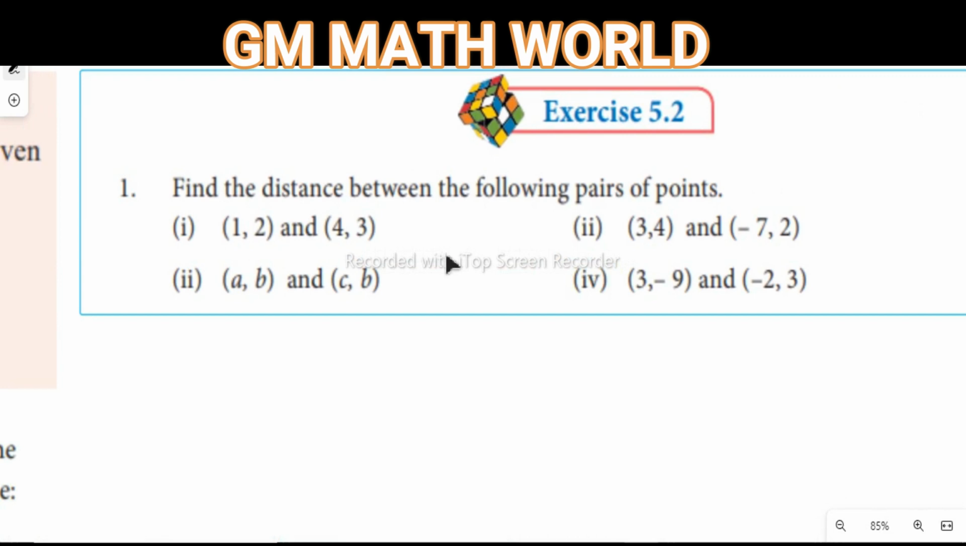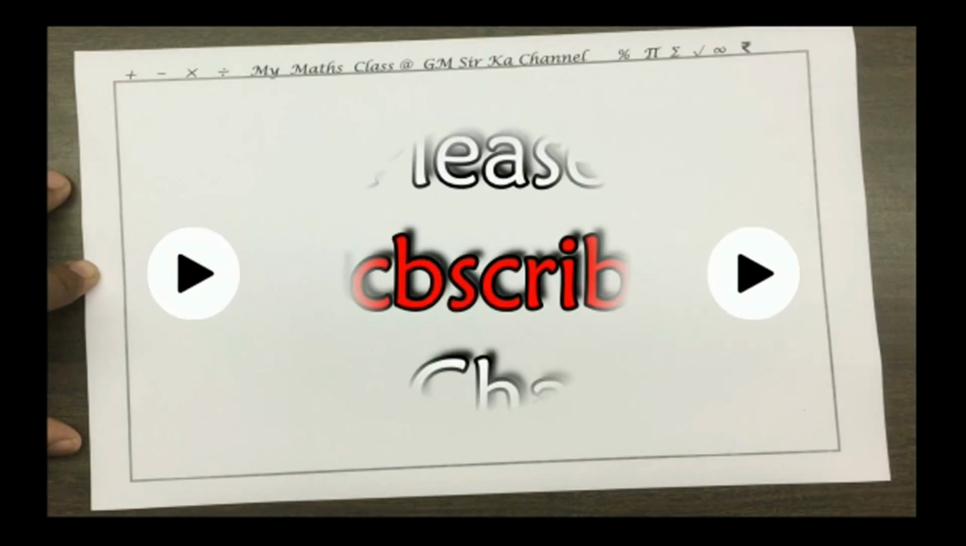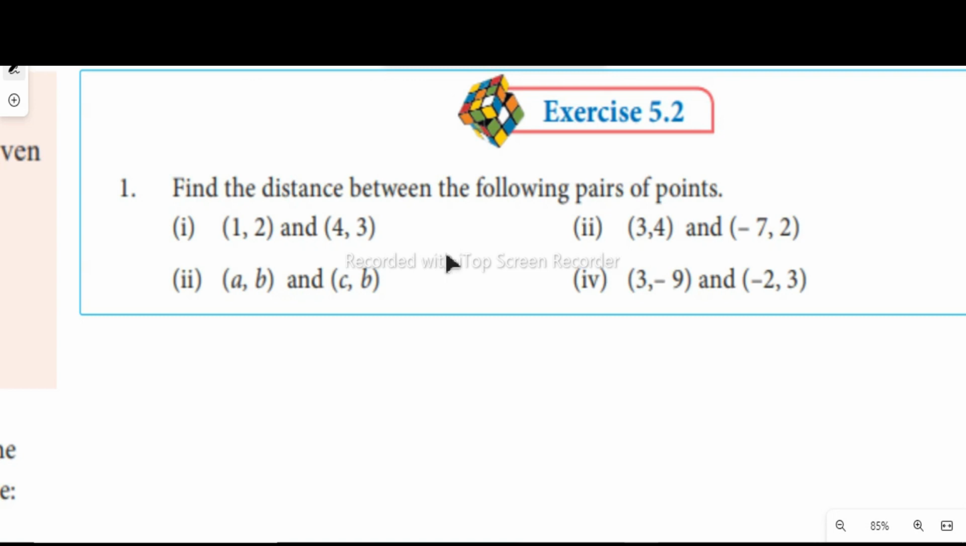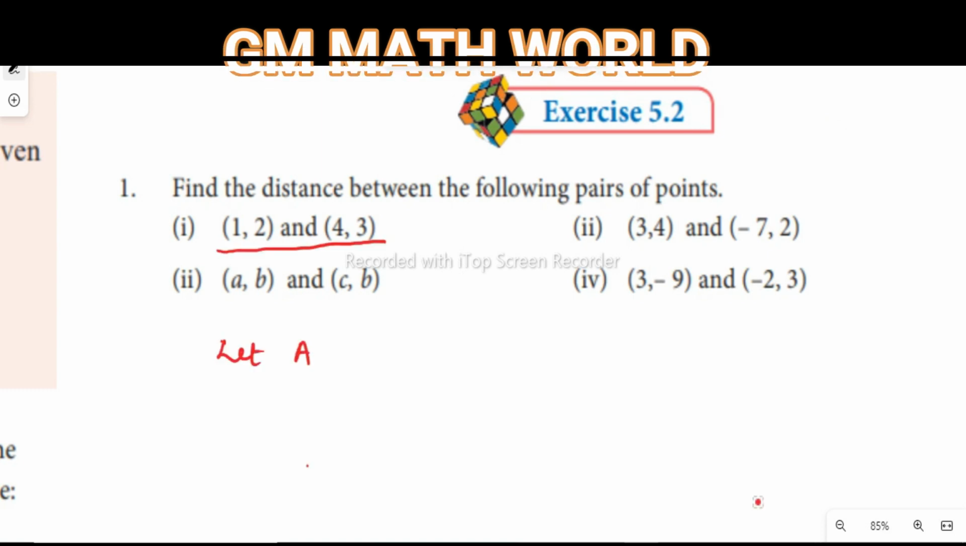Now in exercise 5.2, we will find the distance of the following pairs of points: 1, 2 and 4, 3. In the second problem, 3, 4 and minus 7, 2. And the last problem, 3, minus 9 and minus 2, 3. Let us take the first problem, 1, 2 and 4, 3.